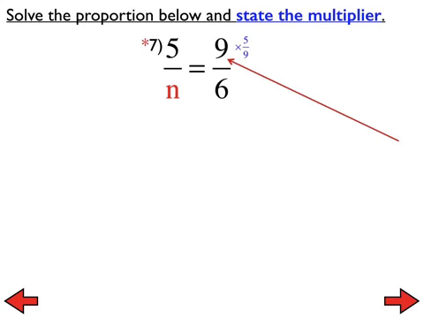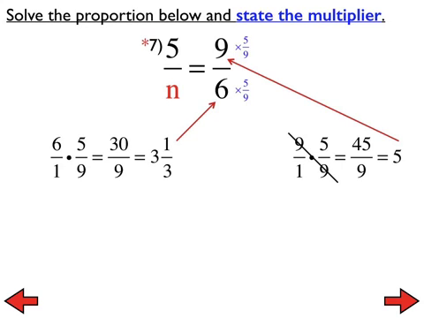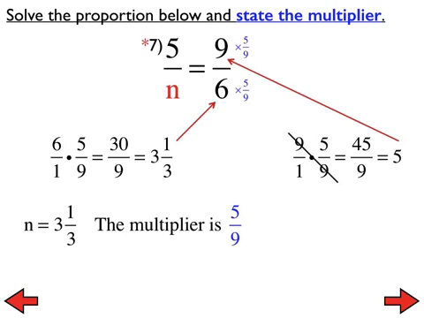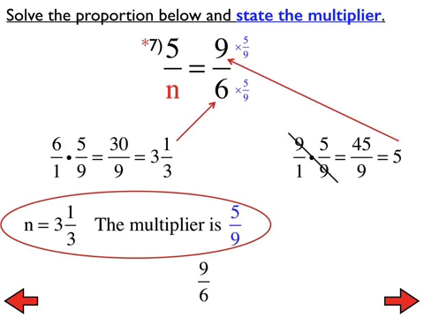I put n equals 3 3/4. It should be n equals 3 1/3. 6 over 1 times 5 ninths would be 30 over 9, which is 3 1/3. Anyone get this one right? Oh, good. Very nice.